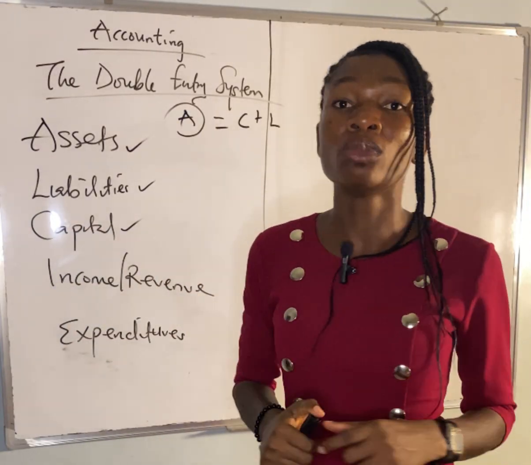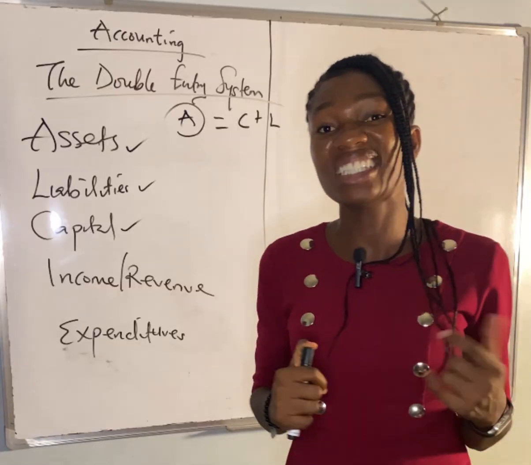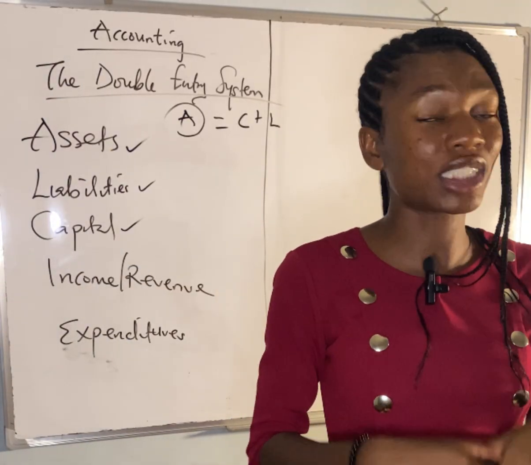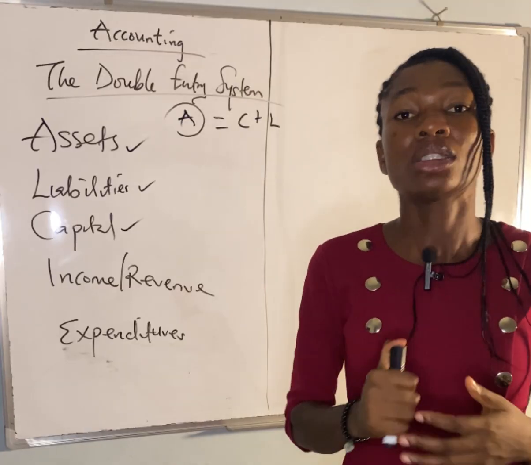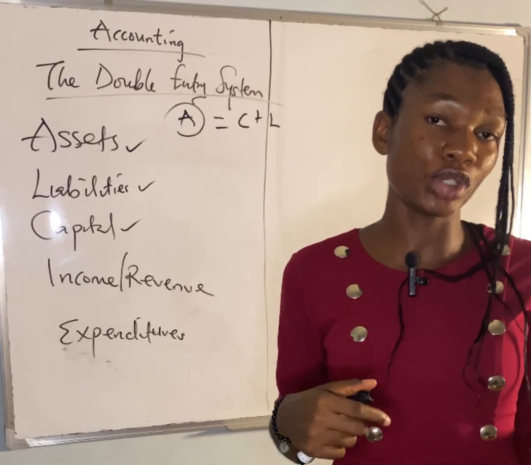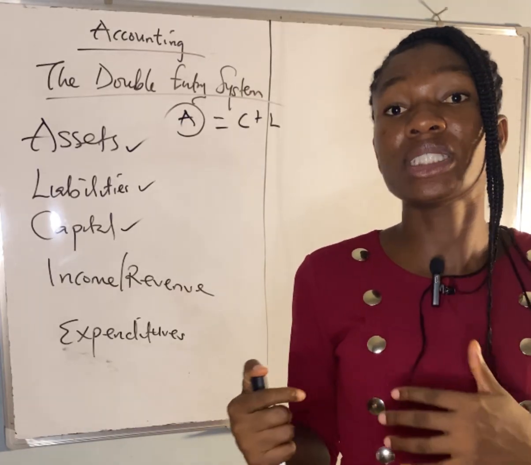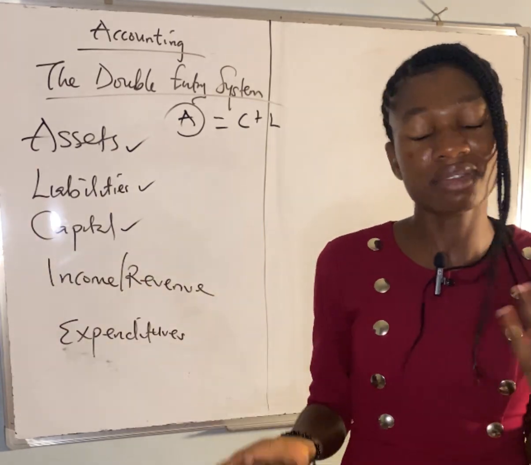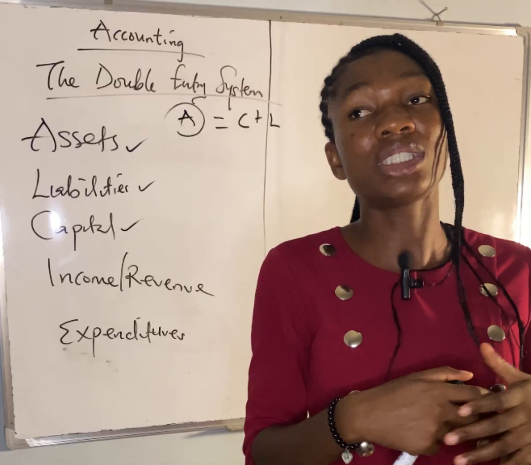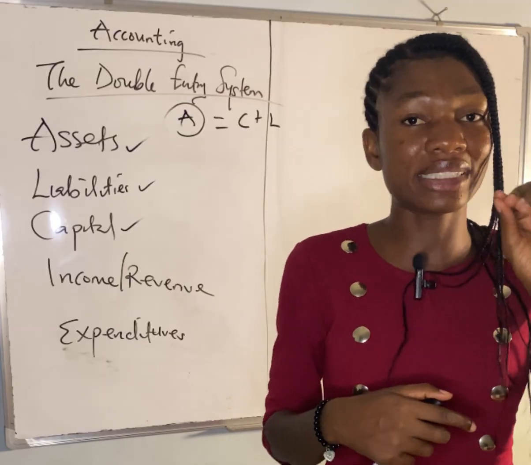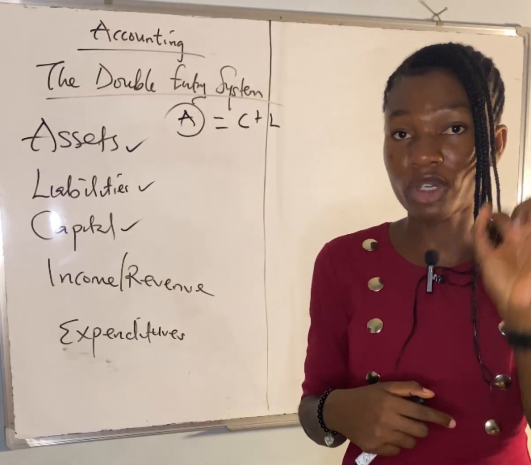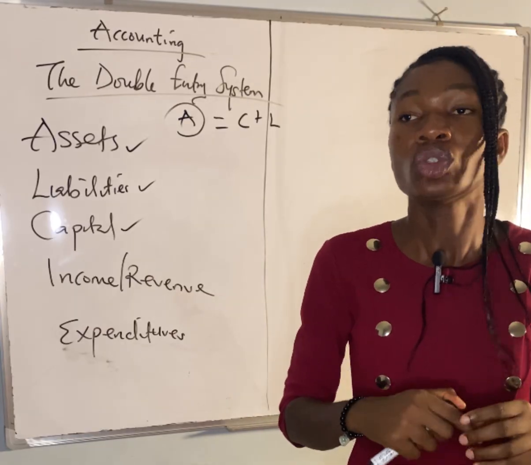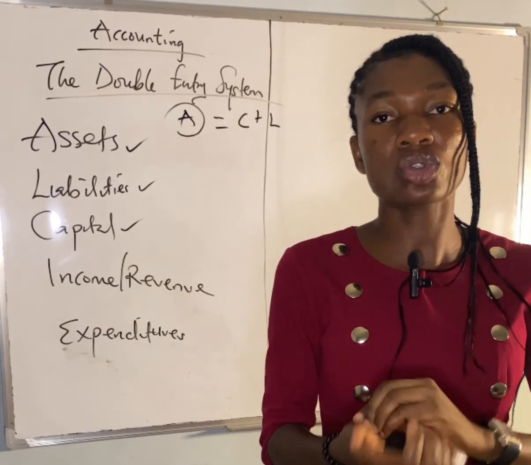Now, the next one is income. Income has to do with money coming into the business as a result of business activities, any money that the business is able to generate as a result of its activities. Something like sales, commission received, dividend received, that's where the business invests in other businesses. Sales is the primary source of revenue for any manufacturing or trading business.